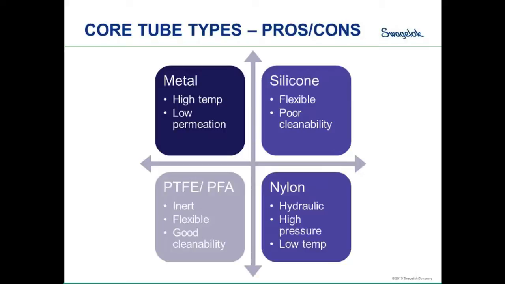And the last grouping would be nylon. Nylon thermoplastic type products. These are more of all-purpose, general-purpose type hydraulic applications. They're typically a little bit higher pressure. Higher pressure could be 5,000 to 6,000 psi. They do have compatibility limitations and temperature limitations.